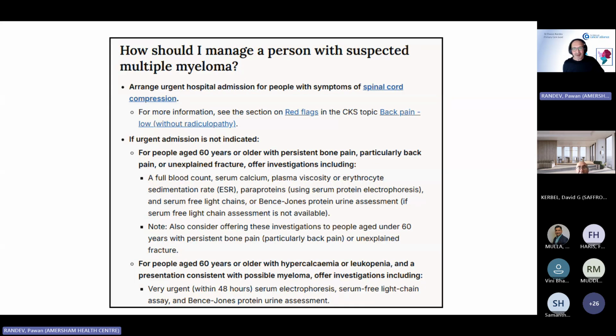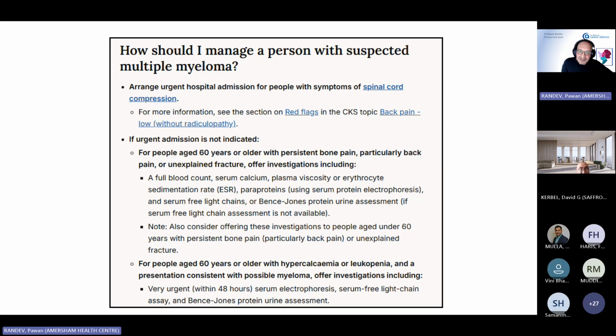And multiple myeloma, looking at the NICE guidance, we should be thinking about this for people aged 60 and over with persisting bone pain. And this cohort of men and women, if you've got back pain, actually, that's most clinics, most surgeries will have people with known OA, with back pain, and so on. So it's difficult to bring this out in terms of which patients we're going to undertake the investigations.